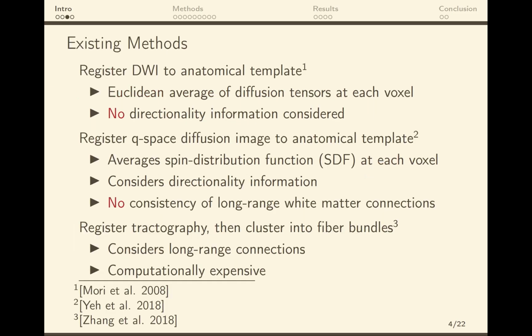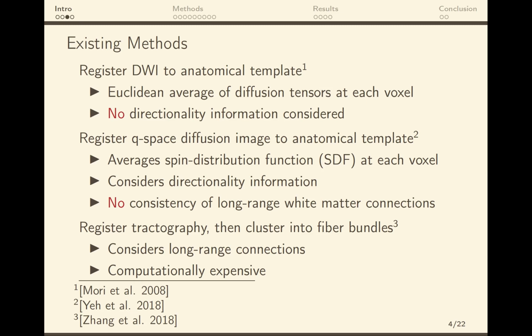Methods exist to build white matter atlases. One method registers the diffusion-weighted image to an anatomical template by computing a Euclidean average of diffusion tensors at each voxel. However, this method does not take directionality information into consideration. Another method would register Q-space diffusion images to the anatomical template by averaging the spin distribution functions at each voxel, which does consider directionality information. However, there's no consistency of long-range white matter connections considered in this method.